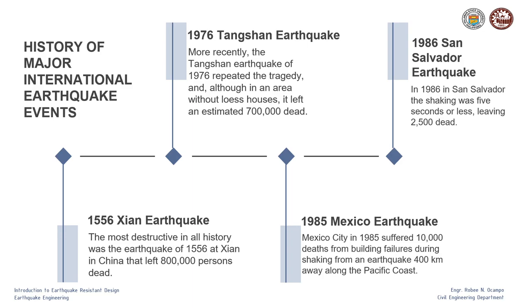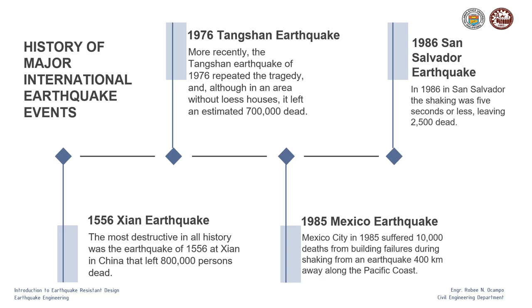Okay, so let's go further to the more recent. After ilang centuries, let's go to the 1976 Tangshan earthquake. This is also in China. More recently, the Tangshan earthquake of 1976 repeated the tragedy, and although in an area without news houses, it left an estimated 700,000 dead.